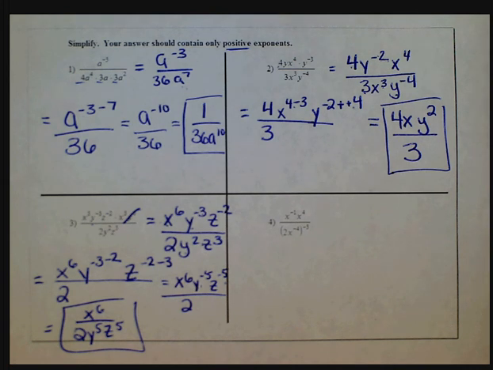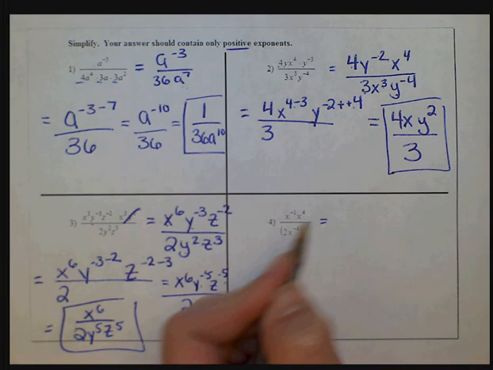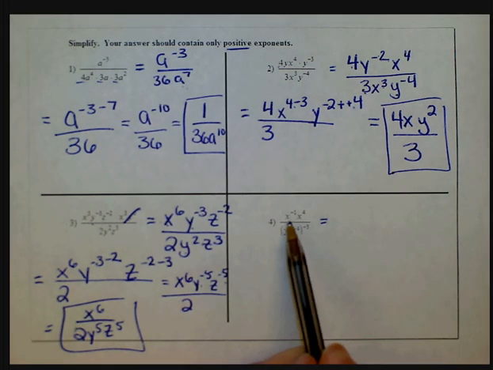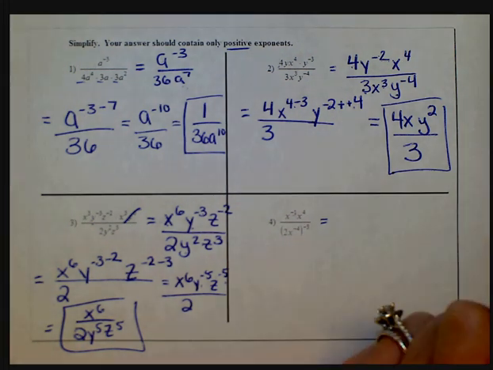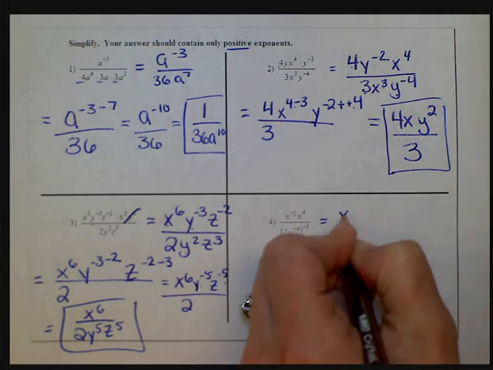Alright, number 4. Same thing. I look to simplify the top. I see that I have like bases being multiplied, so I add the powers. Negative 1 plus 4 is x to the 3rd.